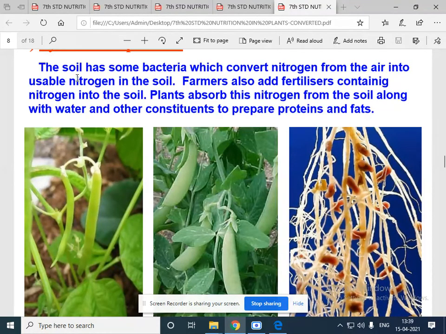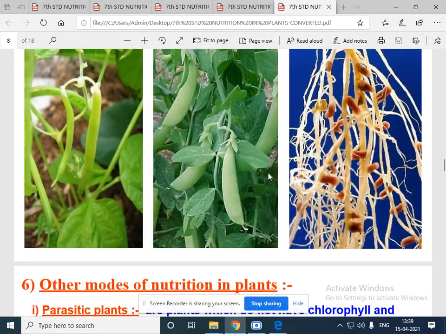The soil has some bacteria, and that bacteria takes nitrogen from the air, which is converted into usable nitrogen. Even the farmers add some fertilizers which again contain nitrogen. That nitrogen is used by the plants, and they prepare protein and fats so that these plants will grow properly. So till here we have studied the process of photosynthesis.